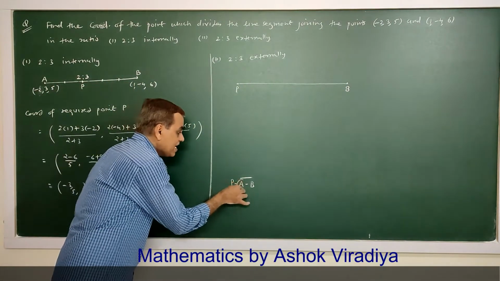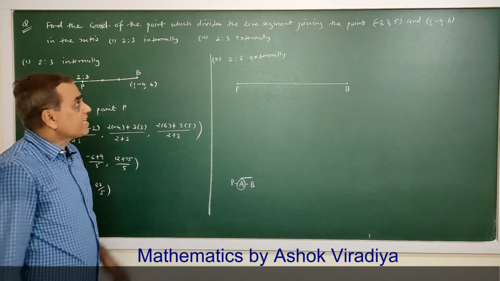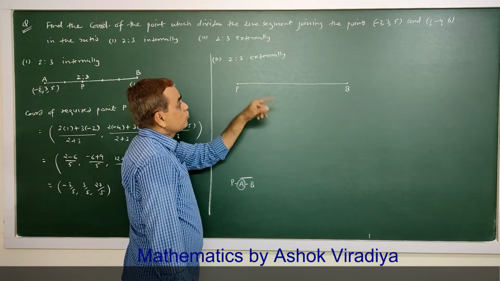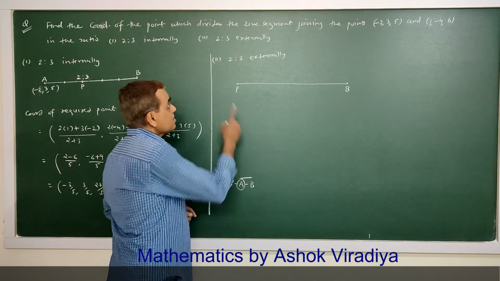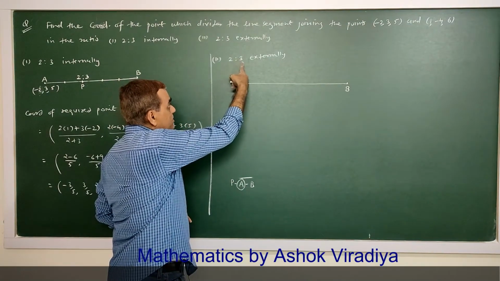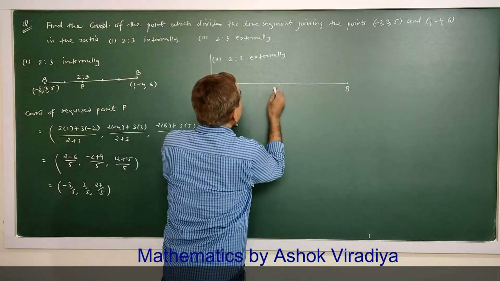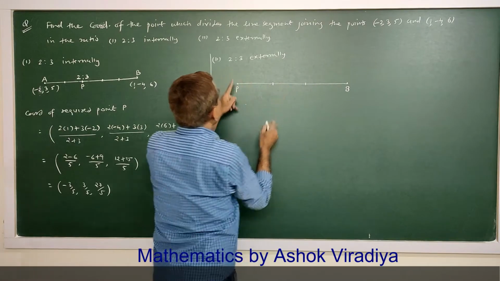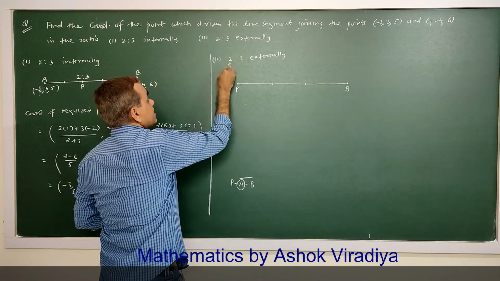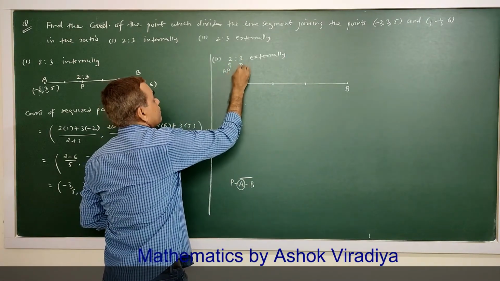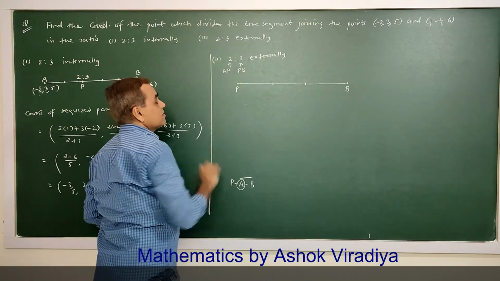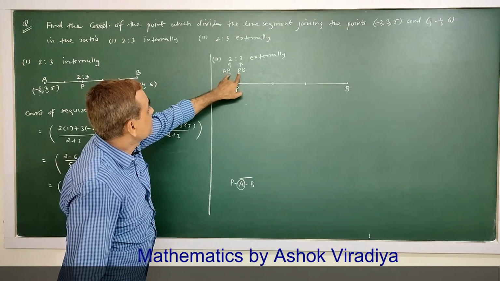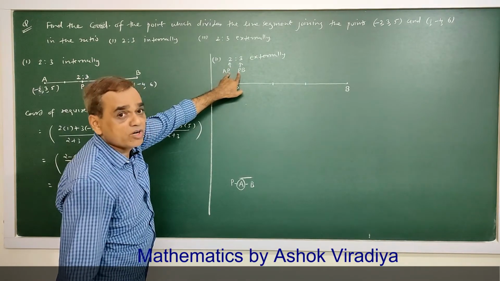Now keep A in such a way that AP is equal to 2 and PB is 3. AP is 2, PB is 3. So PB is 3, that means PB is divided in 3 parts. Say this is for AP, this is for PB. The dividing point is P, so keep P common. P is the common point. The dividing point is always kept common.